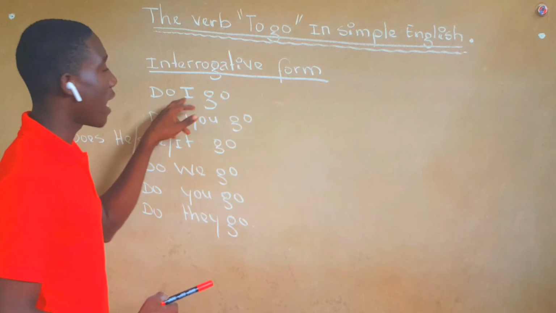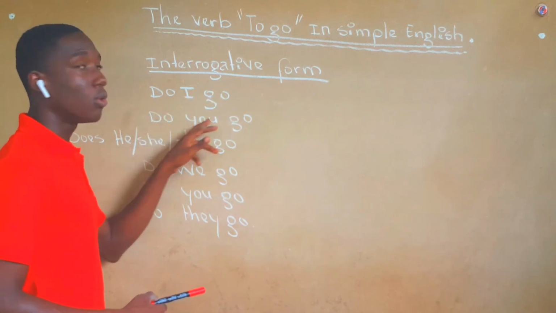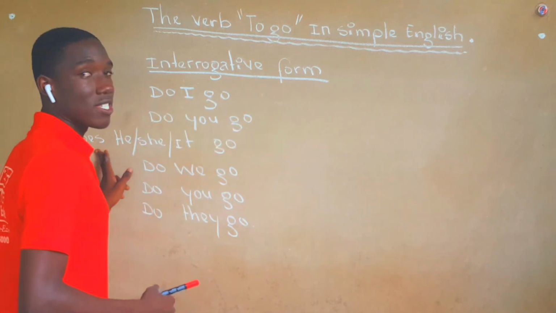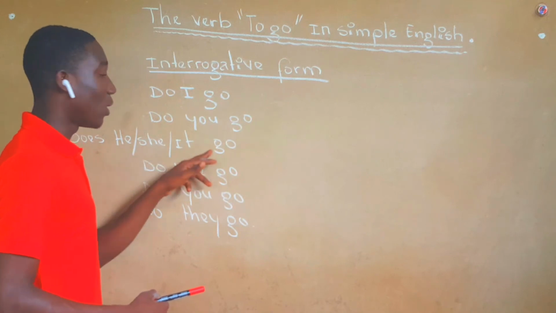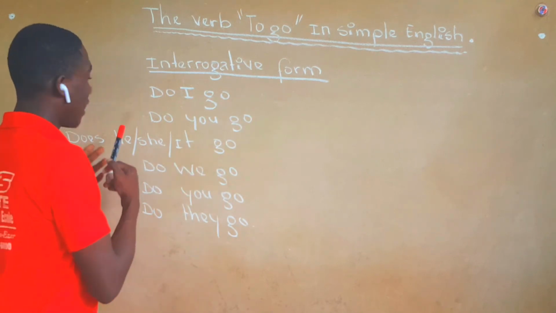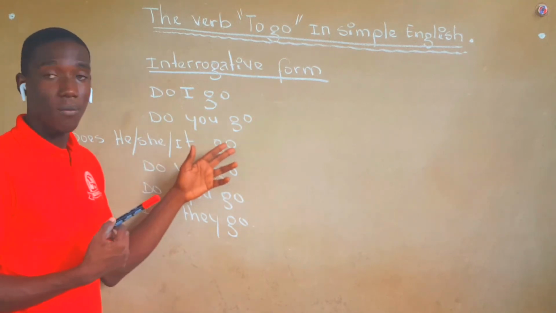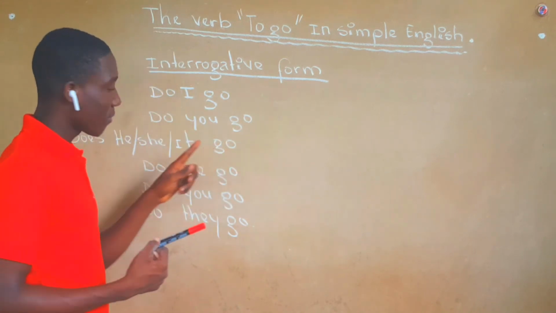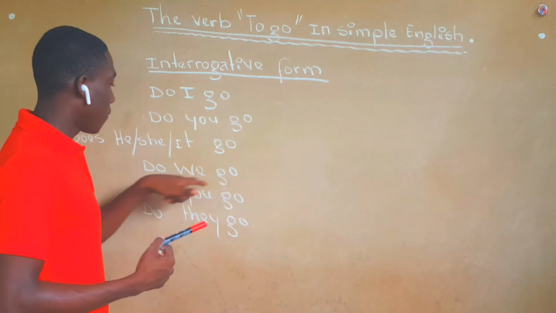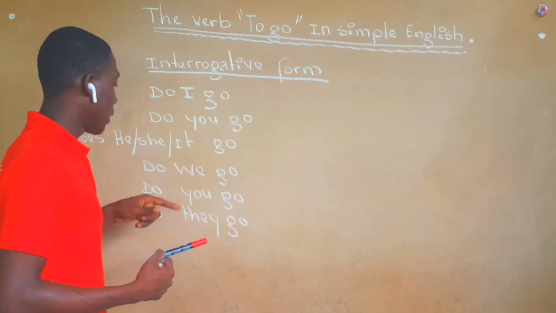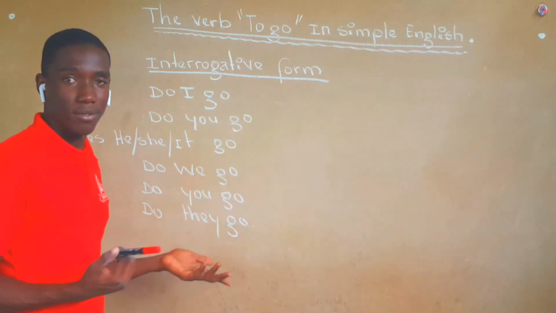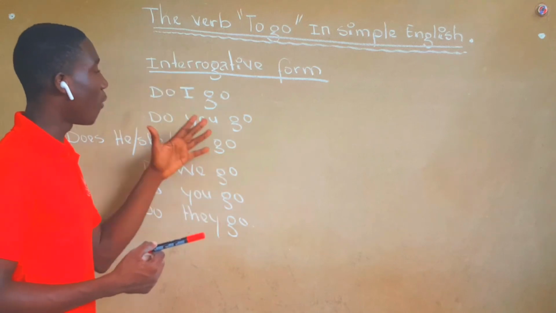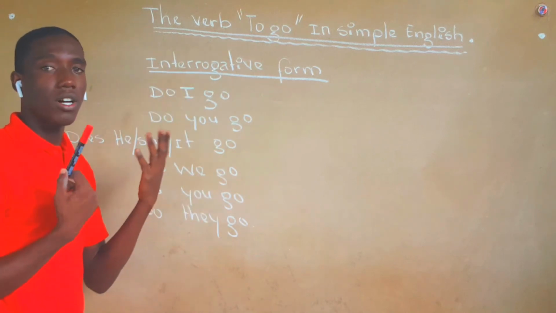I say, do I go? Do you go? Does he go? Là, on fait l'infini. Does he go? Does she go? Does it go? Do we go? Do you go? And do they go? Ça c'est comme ça pour former interrogative form.